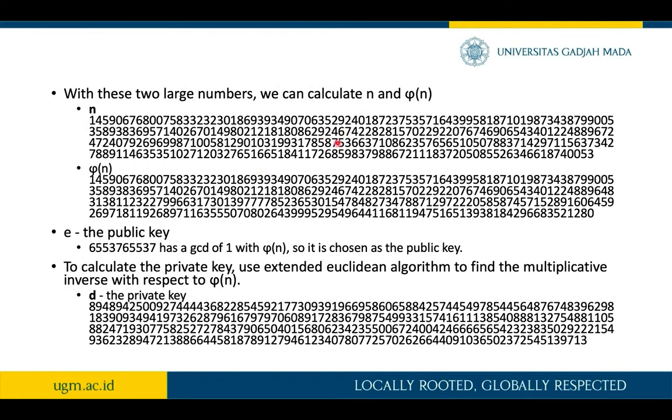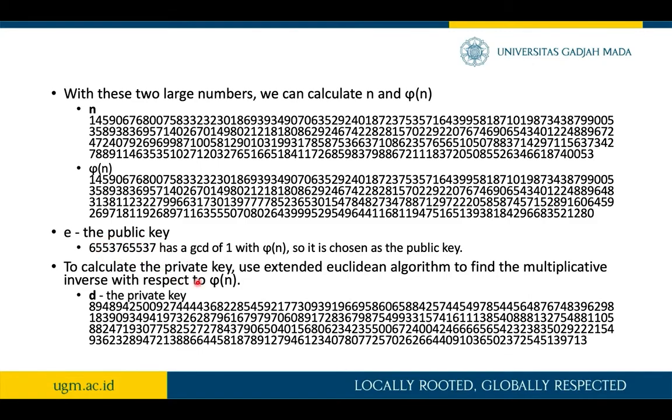And then based on P and Q, we are able to calculate N and Cn. N here is just the multiplication of P and Q, while Cn is the multiplication of P minus 1 times Q minus 1. So Cn here is again the totient function of N. So we will get this, again, large number. Next, we need to choose the public key. For example, here the public key is this one, and the requirement is that it must be relatively prime to Cn.